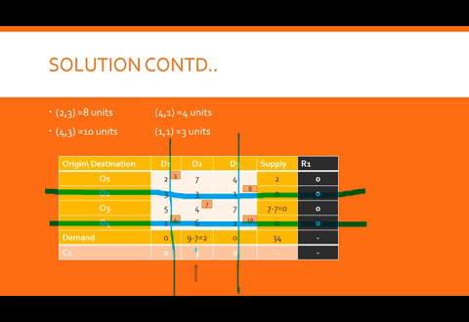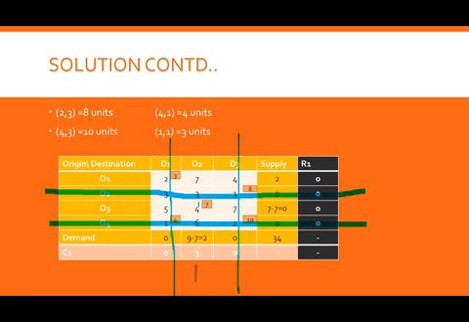Column penalty can be calculated because I have 7 and 4 as an option. So the difference of 7 and 4 is 3, so the column penalty is 3. When the column penalty is 3, I am supposed to pick this column. Which is the least cost out of the two? 4.